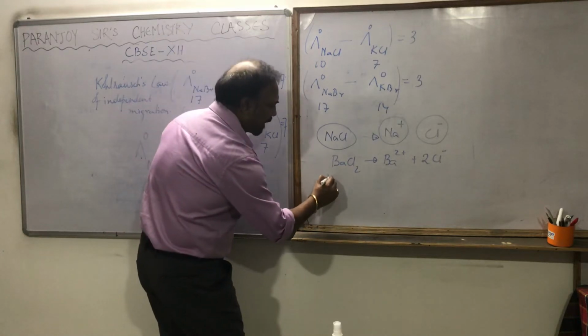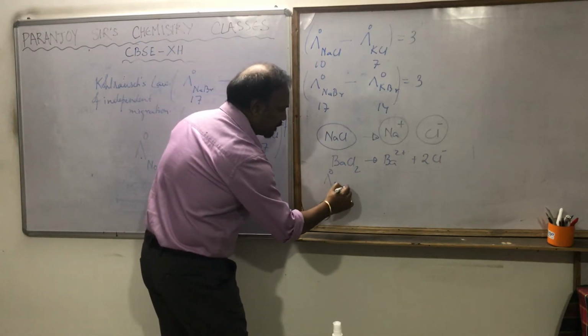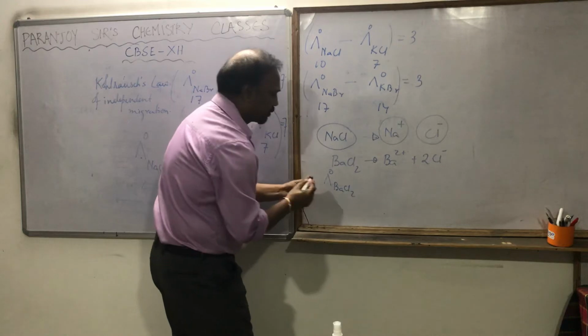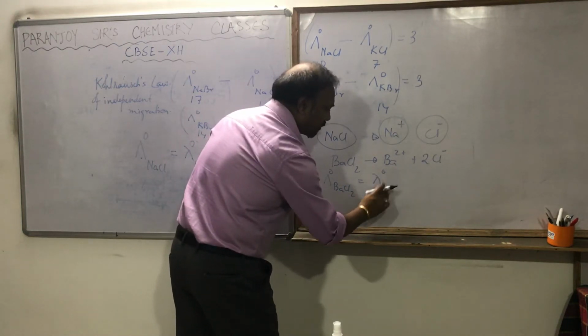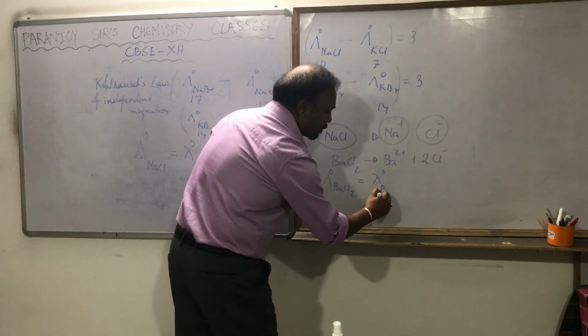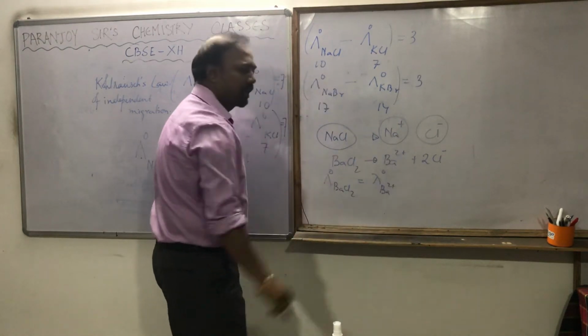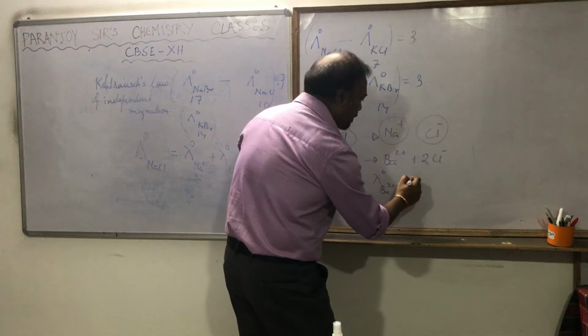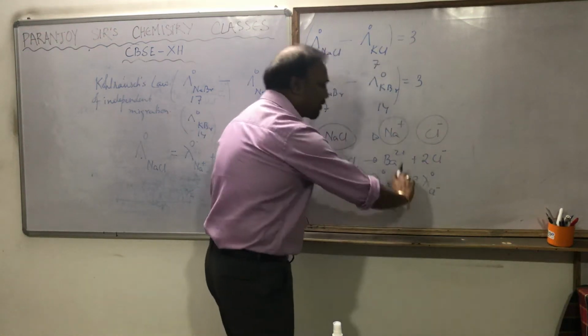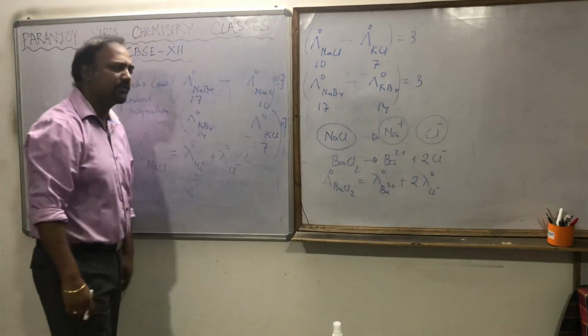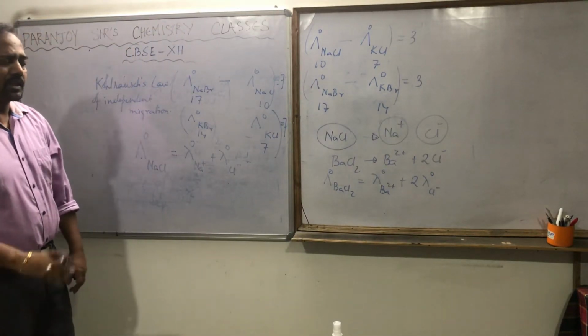So can I write lambda 0 for BaCl2 is equal to lambda 0 for Ba2 positive, for the barium ion, plus 2 of lambda 0 for Cl negative? Yes? Okay? Did you get it?